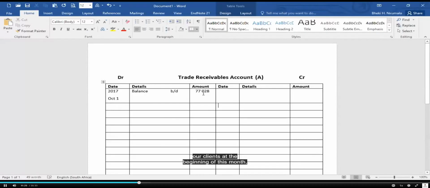All right, let's look at other information because we need to conclude. In other words, we need to draw up our ledger.